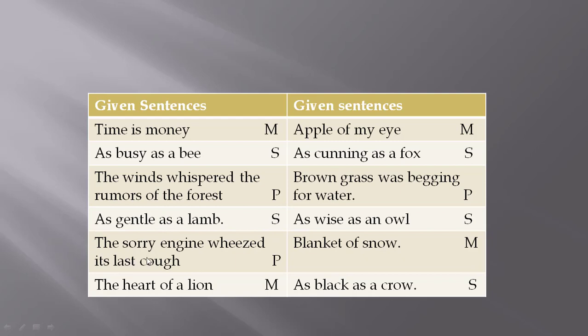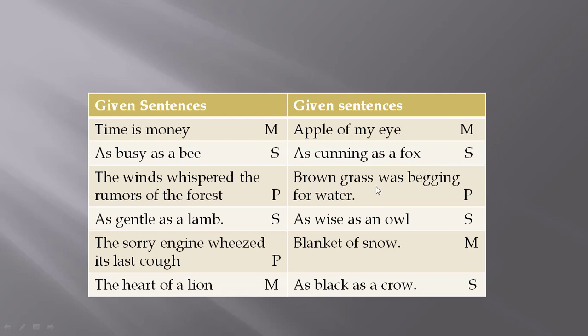The sorry gentle engine wheezed its death cough. Wheezed its death cough is human quality. It is personification. The heart of lion, direct comparison, it is metaphor. The apple of my eye, direct comparison, metaphor. As cunning as a fox, use of as, simile.